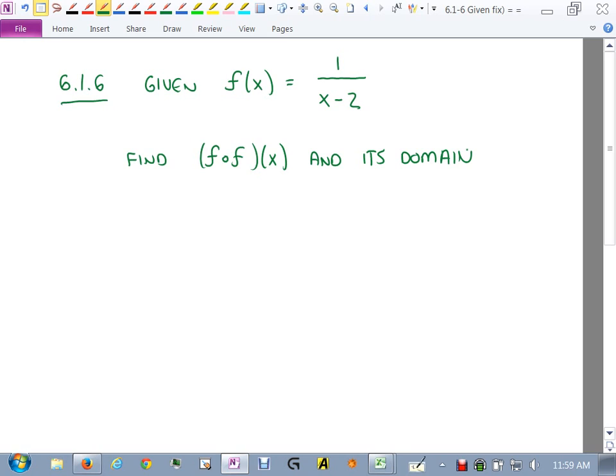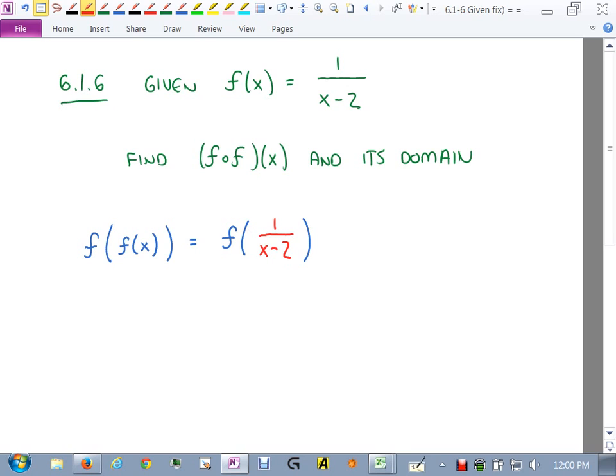So let's find the actual functional composition first, then we'll go look at the domain. So f of f means you're going to start by taking f, and inside of it you're going to plug in what? F, right? Start with f, plug in f. Rewrite this. That's f on the outside, haven't touched it. Replace f inside with what? 1 over x minus 2. Y'all follow?